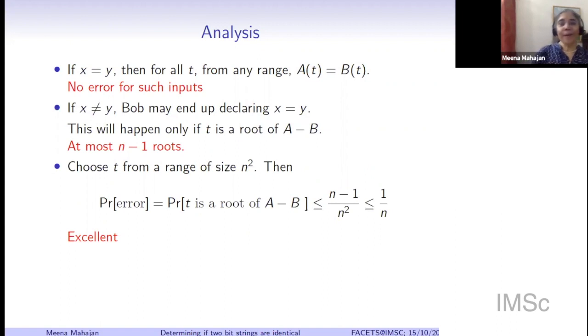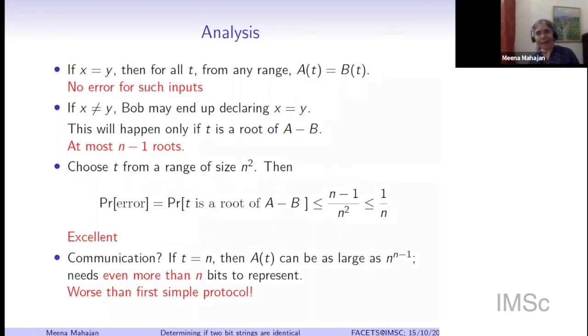Then what is the probability of error? The probability that Bob gives a wrong answer is the probability that t is actually a root of this polynomial. Because if t is not a root, then Bob says, yes, x and y are different. So the probability of error is the probability that t is a root, which is number of roots divided by the size of the range. Number of roots is at most n minus 1. The size of the range is n square. So this is at most 1 over n. This is excellent. If we are trying to compare files which are 1000 bits long, this is like 1 by 1000, 0.1%. So the error probability has really come down.